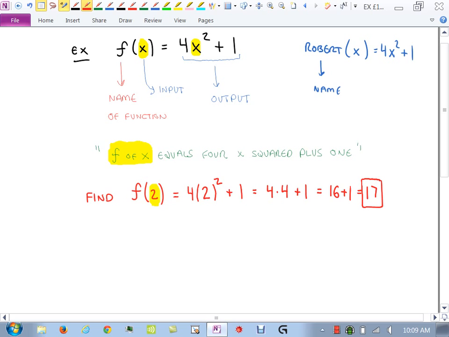So if you look at this machine-wise, you don't have to draw this, but just so you see it. Here was 2. 2 went into this function, f. It came out as a 17, didn't it? That's what happened. 2 went in, 17 came out.